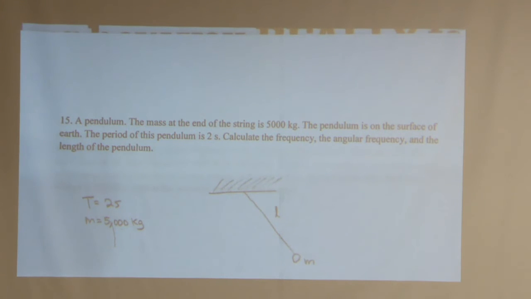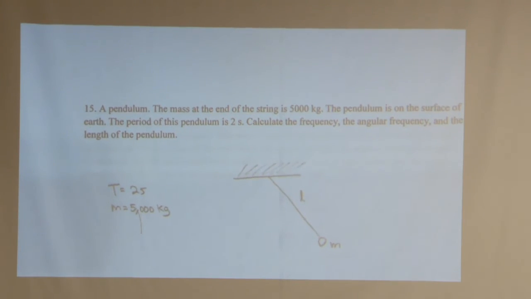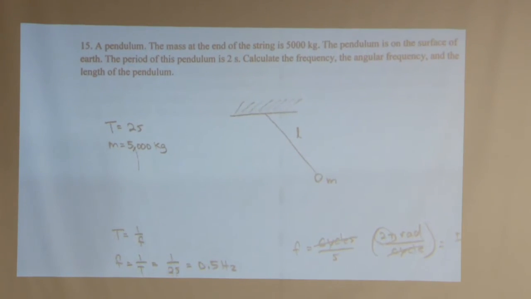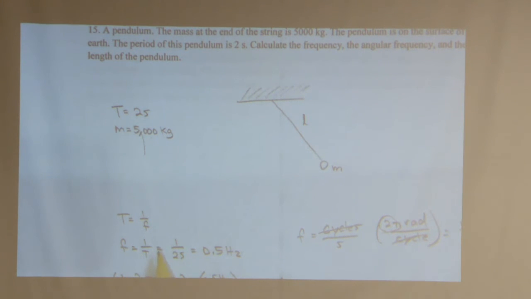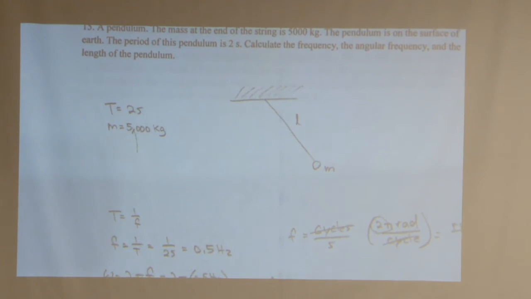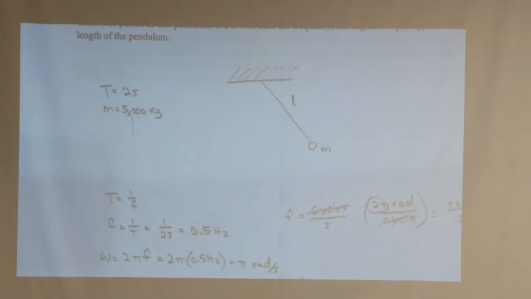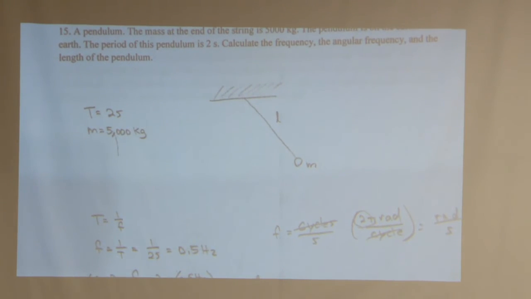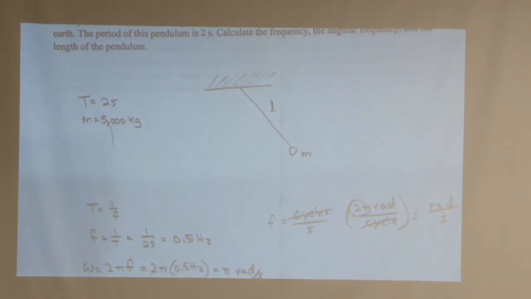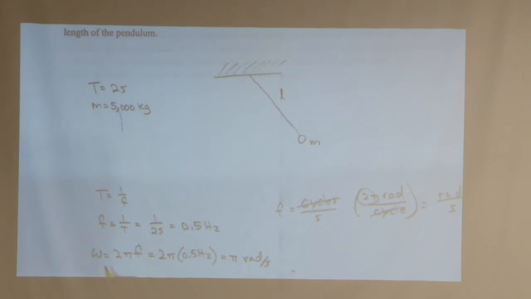To find the frequency, we just use the definition of frequency, which is 1 over period. So the frequency is 1 over 2 seconds, which gives 0.5 hertz. The way you interpret frequency is cycles per second. So if you have a frequency of 0.5 hertz, that means it's doing 0.5 cycles in 1 second. Make sense? The next question asks to find angular frequency. This is just a conversion from frequency to angular frequency, which is omega equals 2 pi f. We just found f, so we can plug that in, and we get pi radians per second as omega.